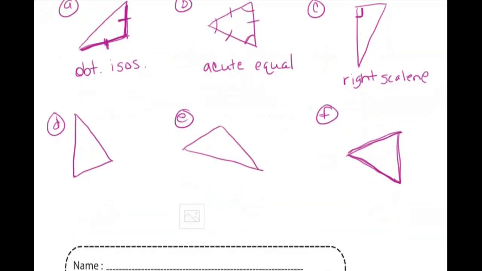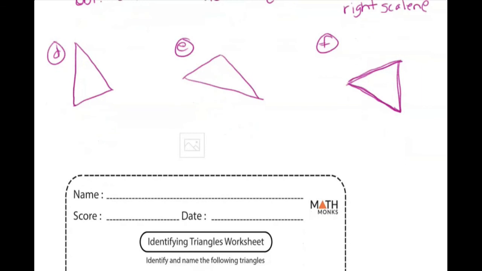If I'm going too fast, then pause it and catch up. Okay, in part D, again, I'm looking at the angle measures. They all look less than 90. I don't see a 90-degree angle in there. So that would be acute. And it looks like those two sides are the same, which would make it isosceles. So this is an acute isosceles triangle.